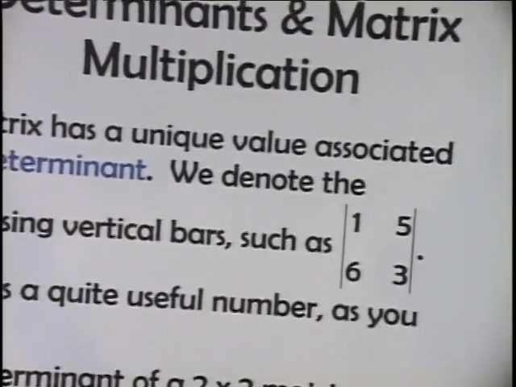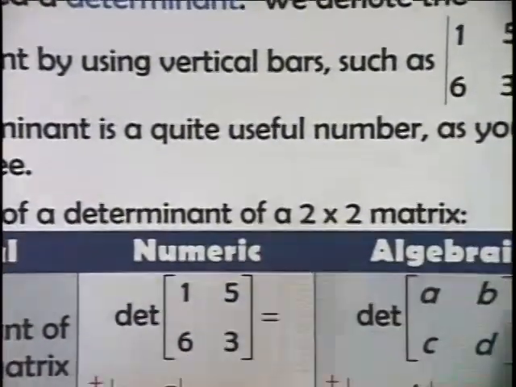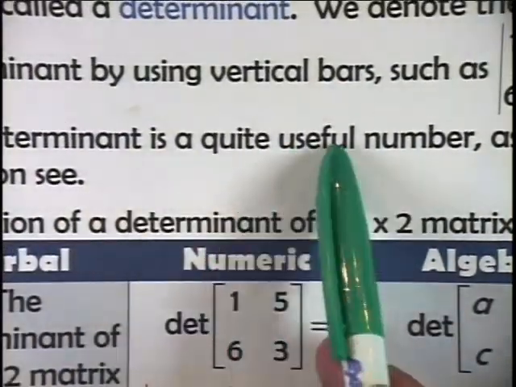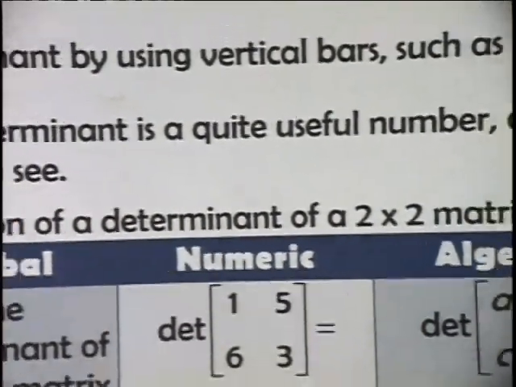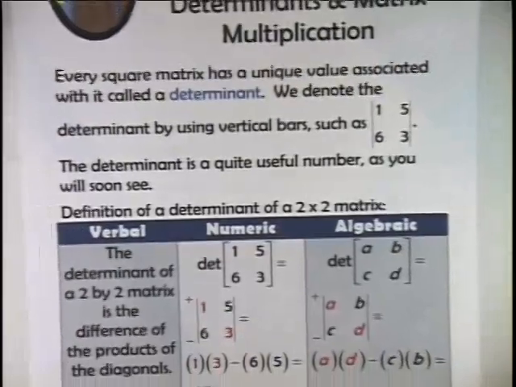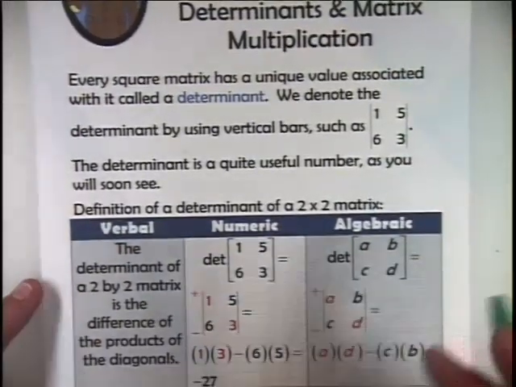Now why do we want to look at this unique number? Well, the determinant can be very, very useful, or quite useful to look at another way. And you're going to see today why that thing is useful, the determinant. So here's the definition of what a determinant is.